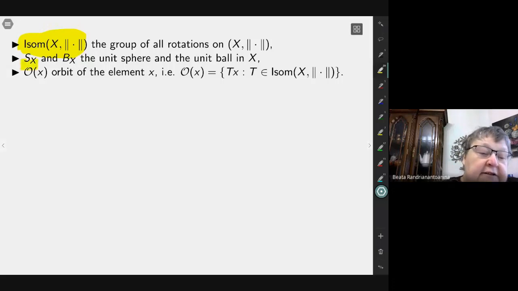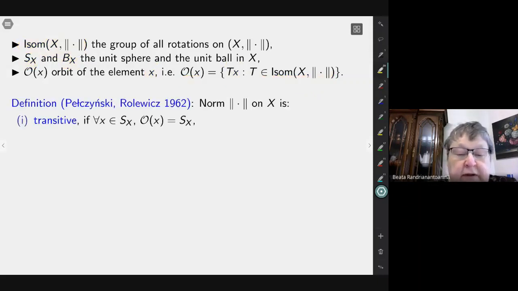S of X is the standard notation for the sphere, and B of X for the ball: the unit sphere and the unit ball. And the orbit is when you take a fixed element x in the sphere, I will only be doing it in the sphere, then you just look at all the possible images, which is always a subset of the sphere. And that's called the orbit.